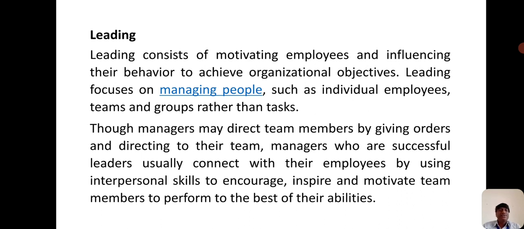Leadership is the ability to work with the people, ability to mix with the people, ability to influence the people, ability to motivate the people. So you must encourage them, you must inspire them, you must motivate your team members each time so that they will discharge their duties in an easy, effective and efficient manner.